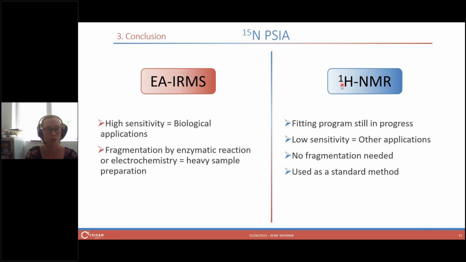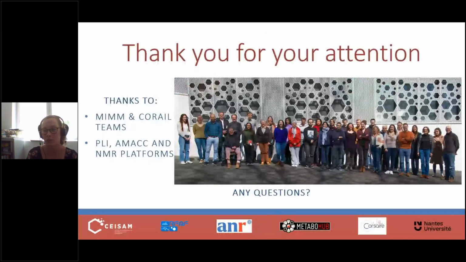So we are working on another technique by proton NMR. The fitting program is still in progress, and the sensitivity is lower. So we will apply this to other applications like authentication, for example. But we don't need any fragmentation, so this method could in the future be used as the standard method. So thank you for your attention, and if you have questions, do not hesitate.